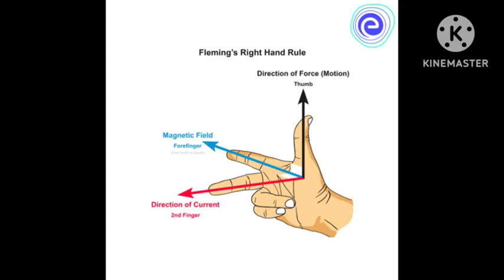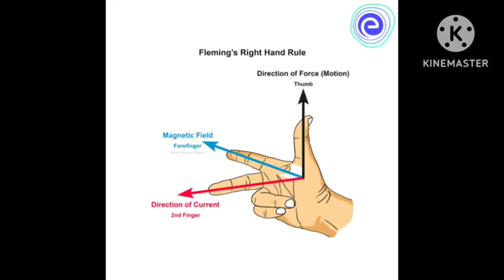Fleming's right hand rule. Stretch the thumb, forefinger and middle finger of right hand so that they are perpendicular to each other as shown in figure. If the forefinger indicates the direction of the magnetic field and the thumb shows the direction of motion of the conductor, then the middle finger will show the direction of induced current. This simple rule is called Fleming's right hand rule as shown in the figure.